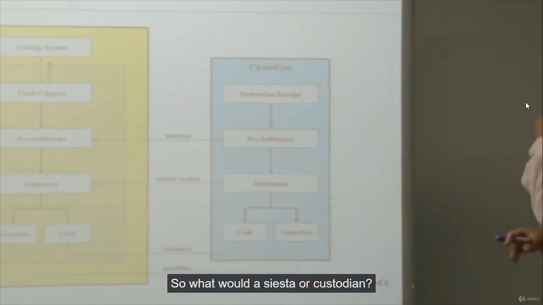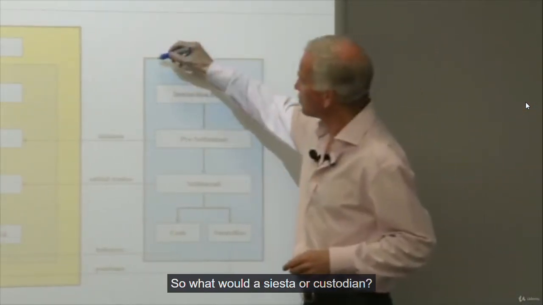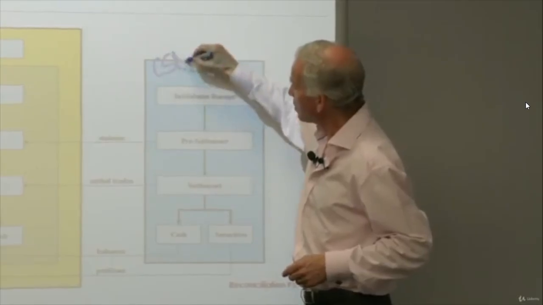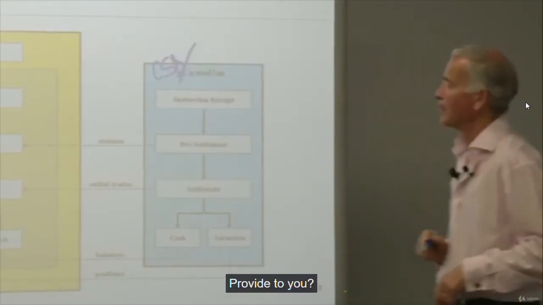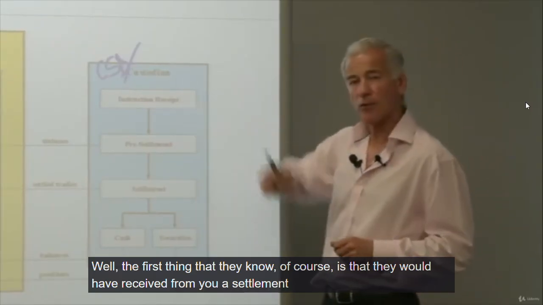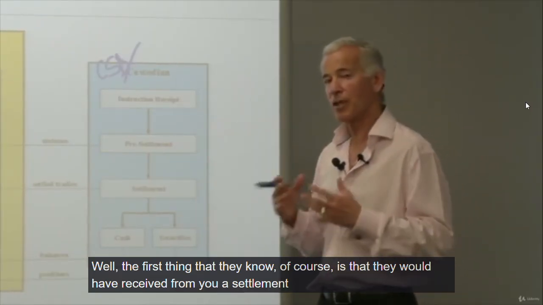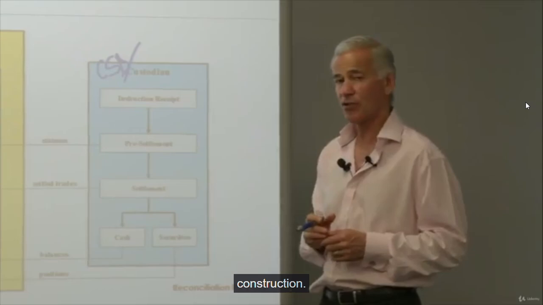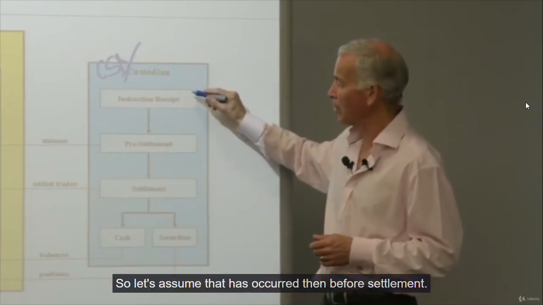So what would a CSD or custodian provide to you? Well, the first thing that they know, of course, is that they would have received from you a settlement instruction. So let's assume that has occurred.